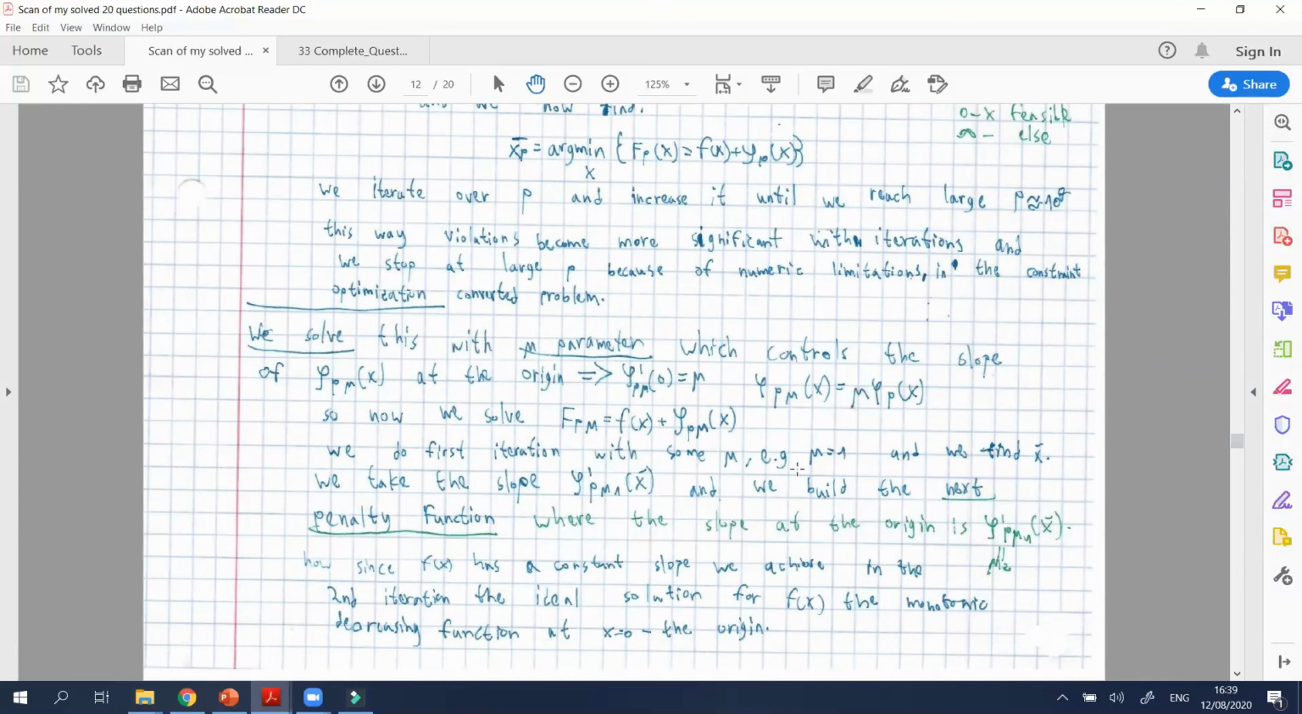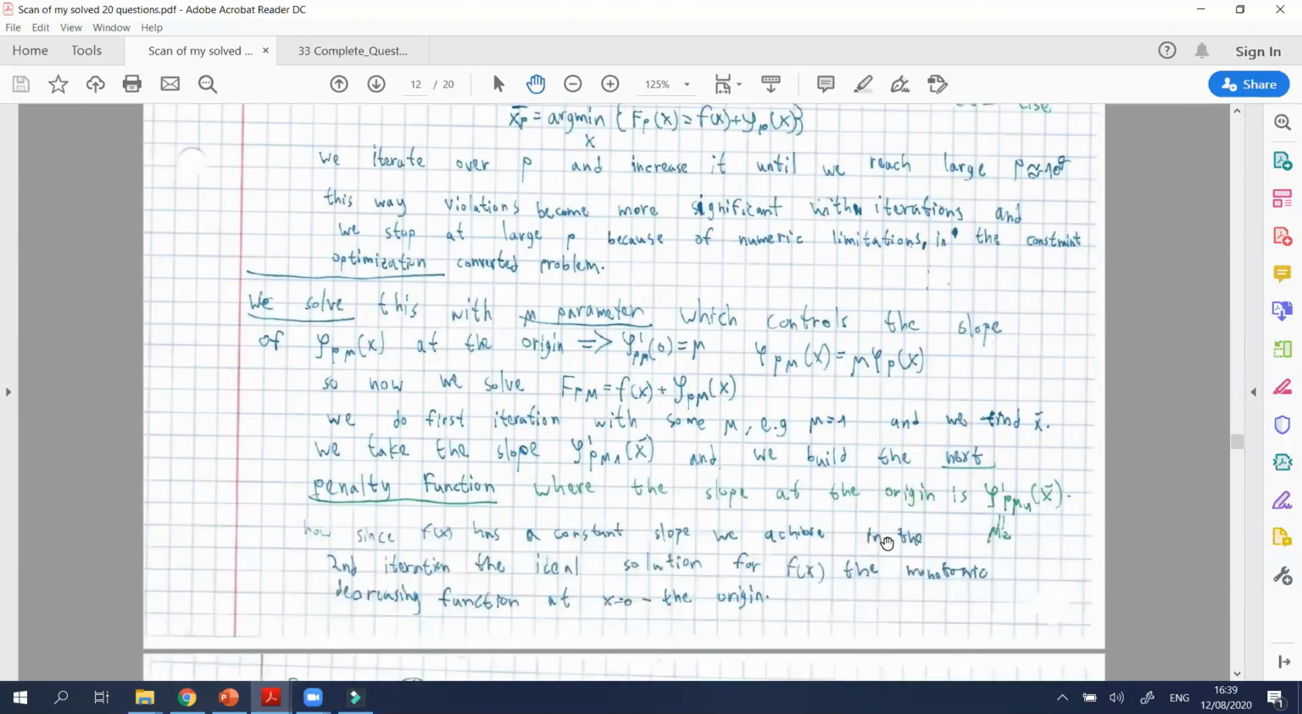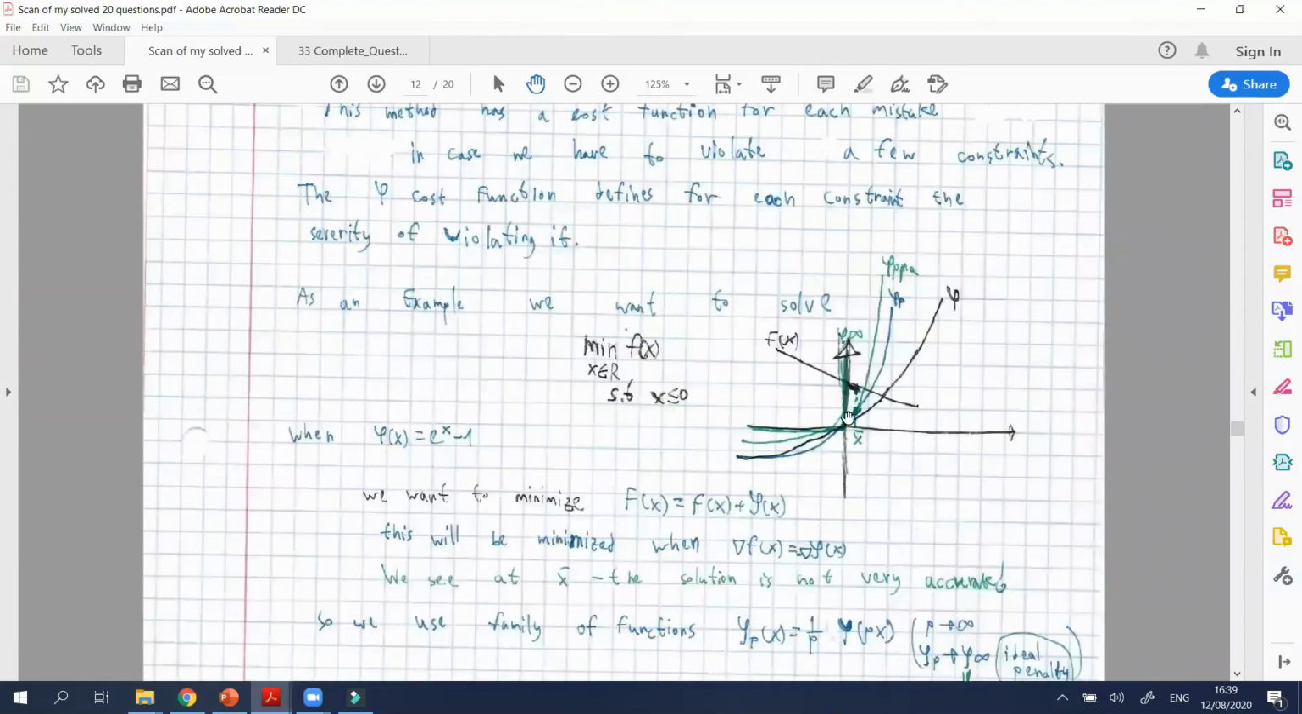In fact, what we get is that f of x, like I said, has a constant slope. So at the second iteration, we get at the origin the ideal solution for f of x, because the gradient of f of x, which is constant because it's monotonically decreasing, would be the same slope we have just reverse engineered, you could say, or we forced it to be the same slope at the origin. Meaning at the second iteration, saving us a lot of time, we already find the correct solution for this problem.